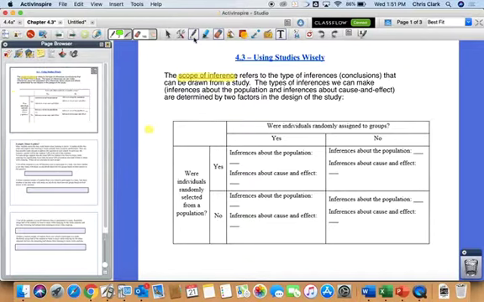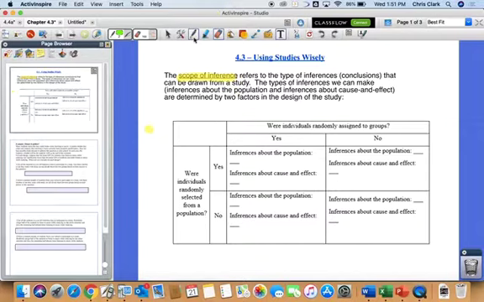That's determined by two factors in the design of our study. The first factor is: were the individuals randomly selected from the population? Did I take a random sample from the entire population? That's the first question, and I can answer yes or no. The second question is: were individuals randomly assigned to groups? Again, yes or no for both of those questions.